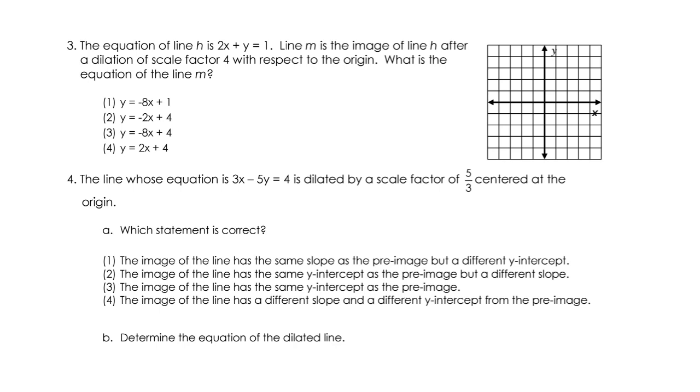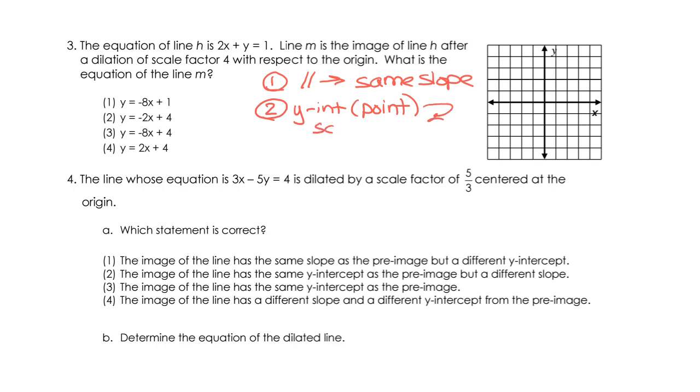All right, so remember that anytime you're dilating lines, you have to remember 2 things. Number 1, the lines will be parallel. If they're parallel, they're going to have the same slope. The second thing we have to remember is that the y-intercept is a point. And remember, points get applied with the scale factor. They change based on what the scale factor is. All right, so here we go.